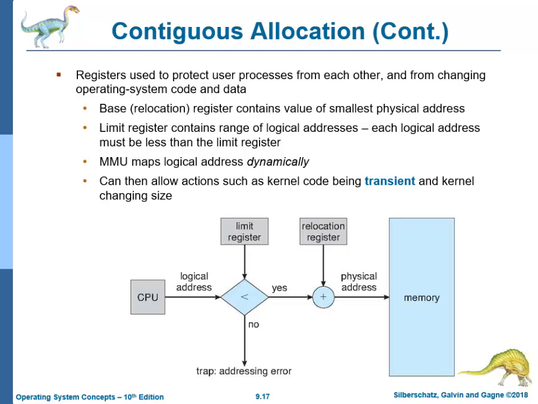When the CPU scheduler selects a process for execution, the dispatcher loads the relocation and limit registers with the correct values as part of the context switch. Because every address generated by a CPU is checked against these registers, we can protect both the operating system and the other users' programs and data from being modified by this running process.